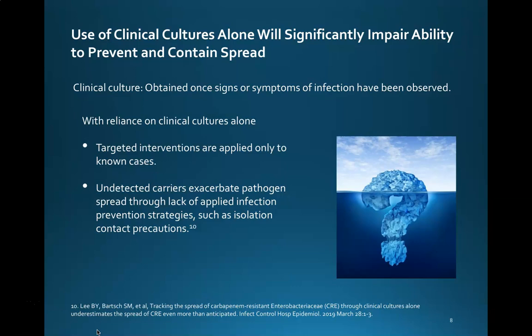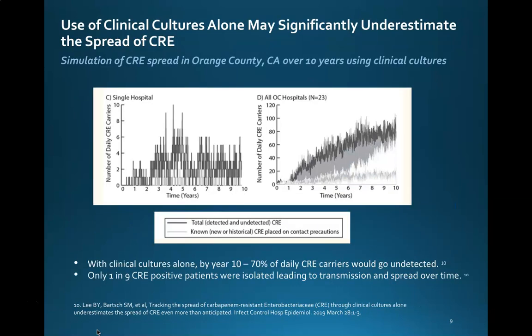All of the undetected carriers would exacerbate pathogen spread through lack of applied infection prevention strategies, such as isolation and contact precautions. So as the picture illustrates, you would only be addressing the tip of the iceberg if you relied on clinical cultures, the testing of patients once they have become symptomatic, as your only approach to these multi-drug resistant organisms, or the spread really of any type of infection.